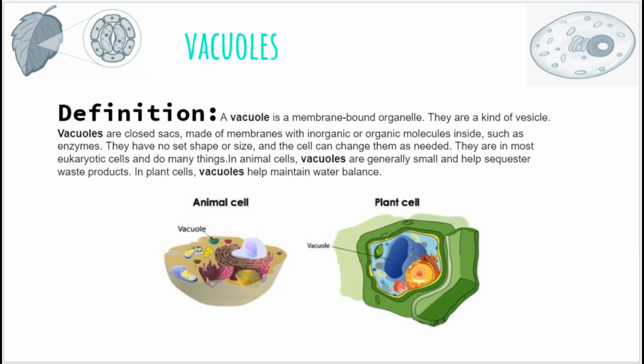Another organelle is present in the cell called the vacuoles. Vacuoles are small structures that are also membrane bound. The vacuoles are small in case of animal cell and big in case of plant cell. Vacuoles are responsible for storage of some chemical substances that are synthesized inside the cell.